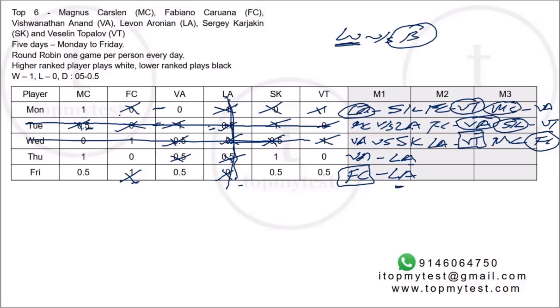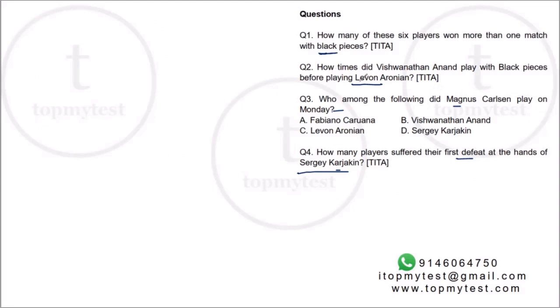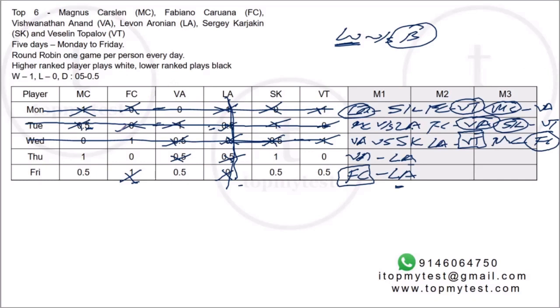Now, we already can answer one of the questions because that was one of the questions. Who did Magnus Carlsen play on Monday? Magnus Carlsen played VA, Vishwanath Anand. Option B will be your correct choice. Now, the remaining ones should not be very difficult to manage.